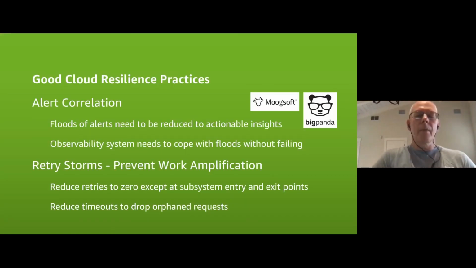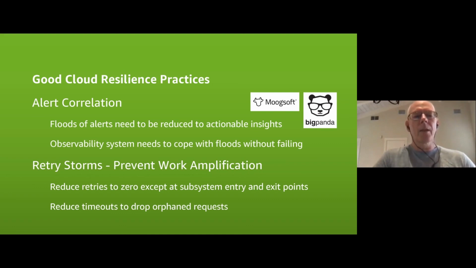So how can we make all this better? One key thing is alert correlation. These floods of alerts have to be reduced to actionable insights. And there's some care and feeding needed to do this. There's some tooling in this space, Microsoft, BigPanda, there's some other tools coming along. It's difficult to do this, and these tools need work to maintain them. And part of your game day is going to be to make sure that your alert correlation is working correctly and you are getting down to actionable insights.